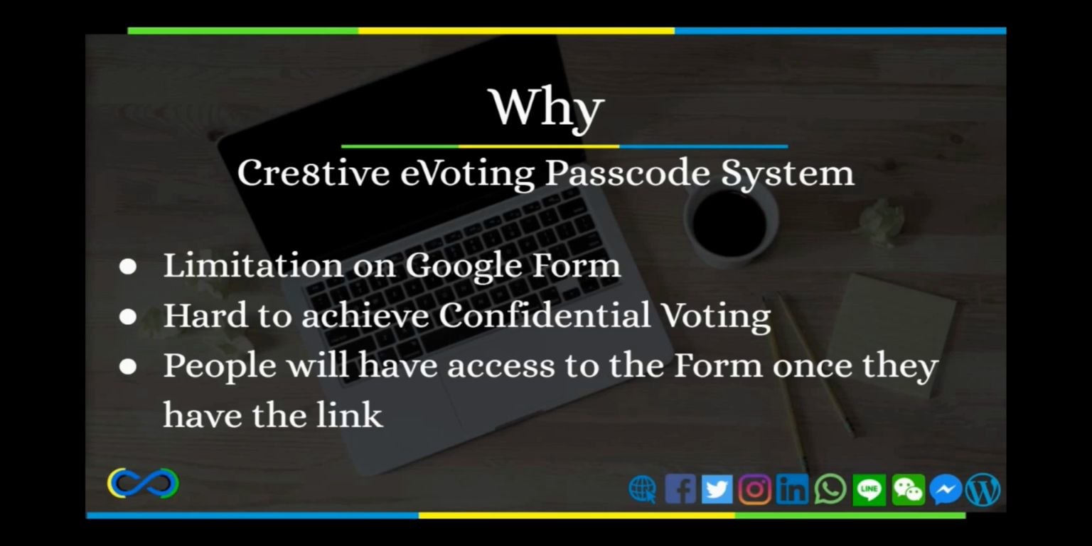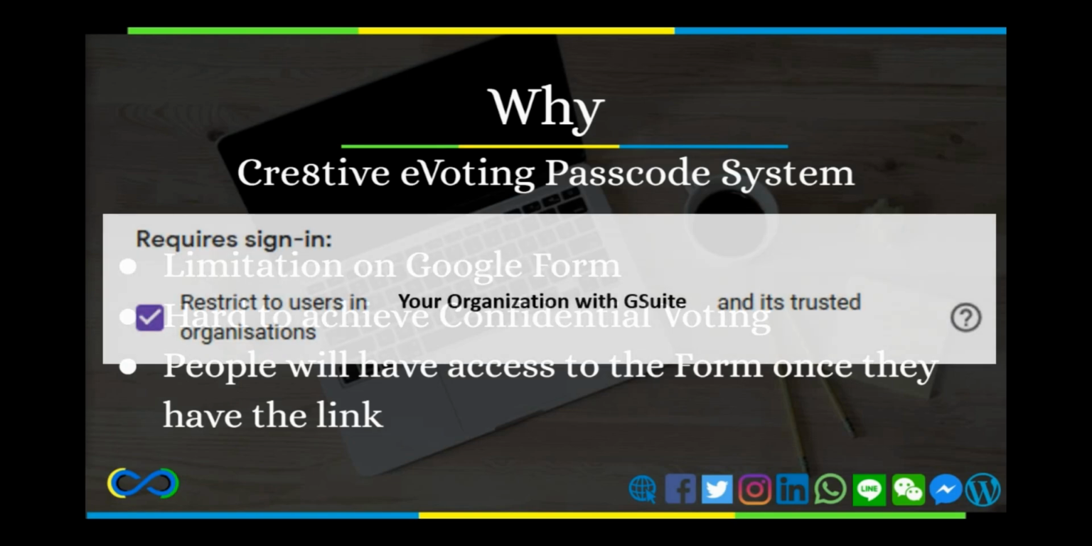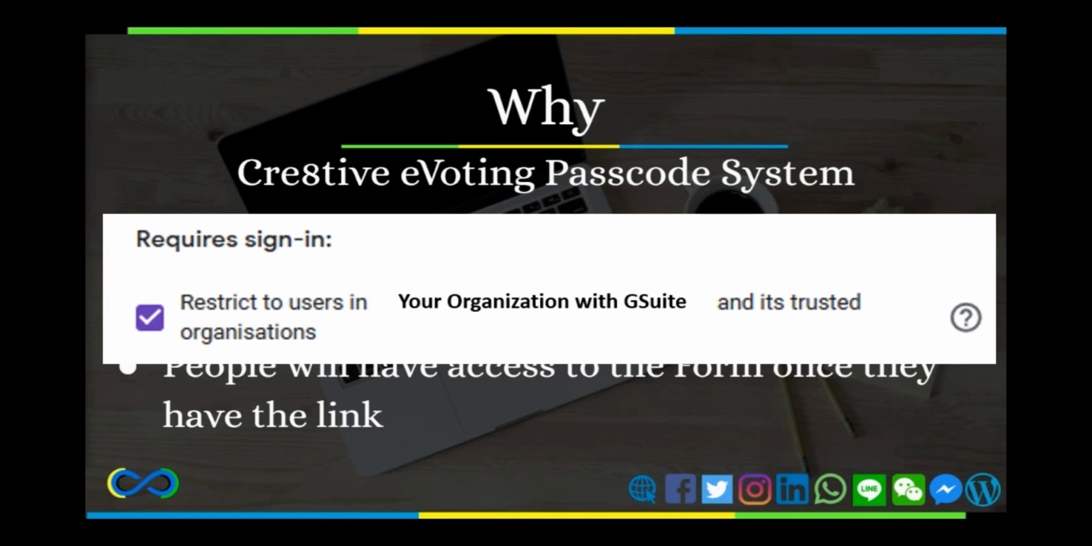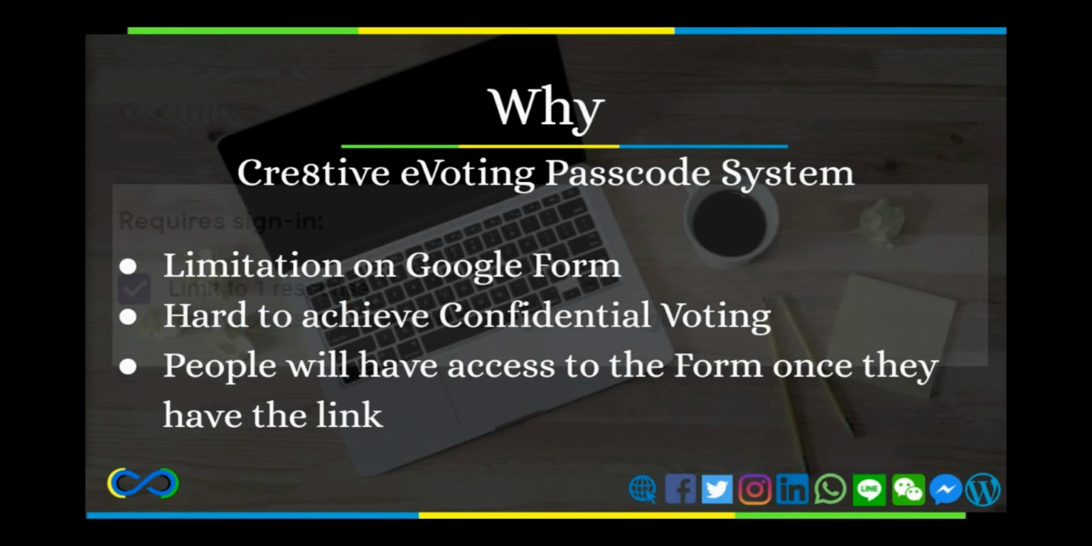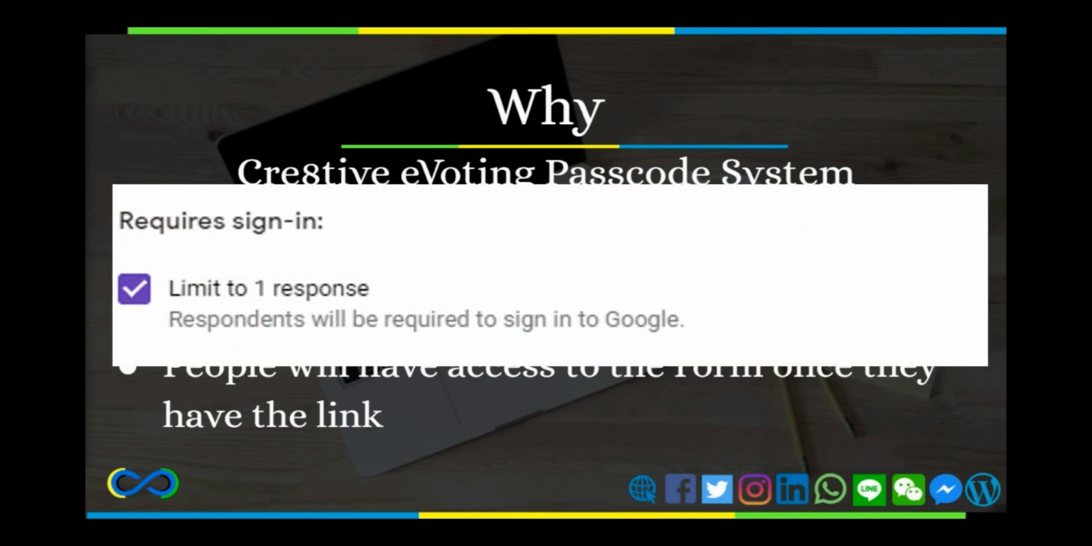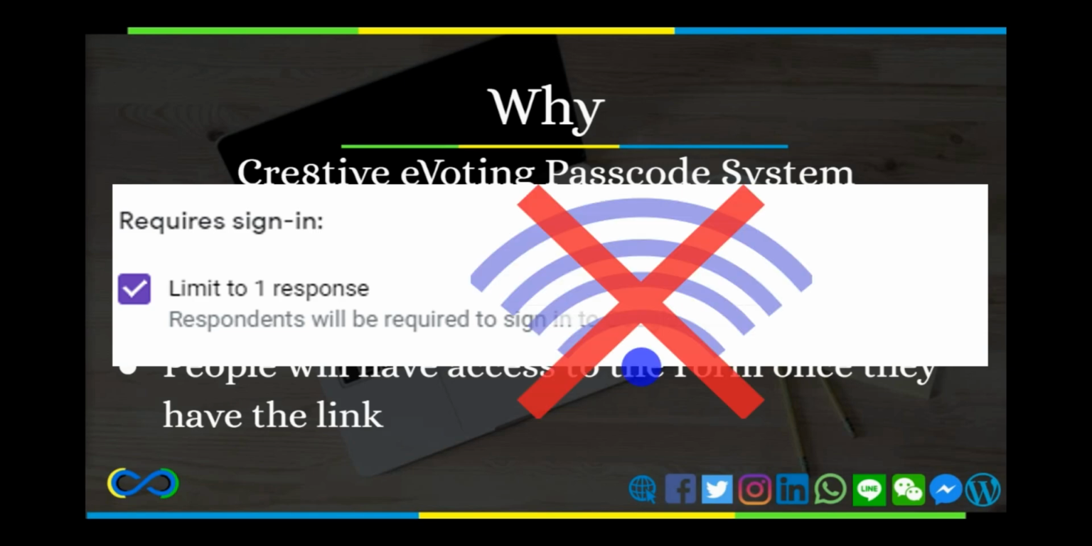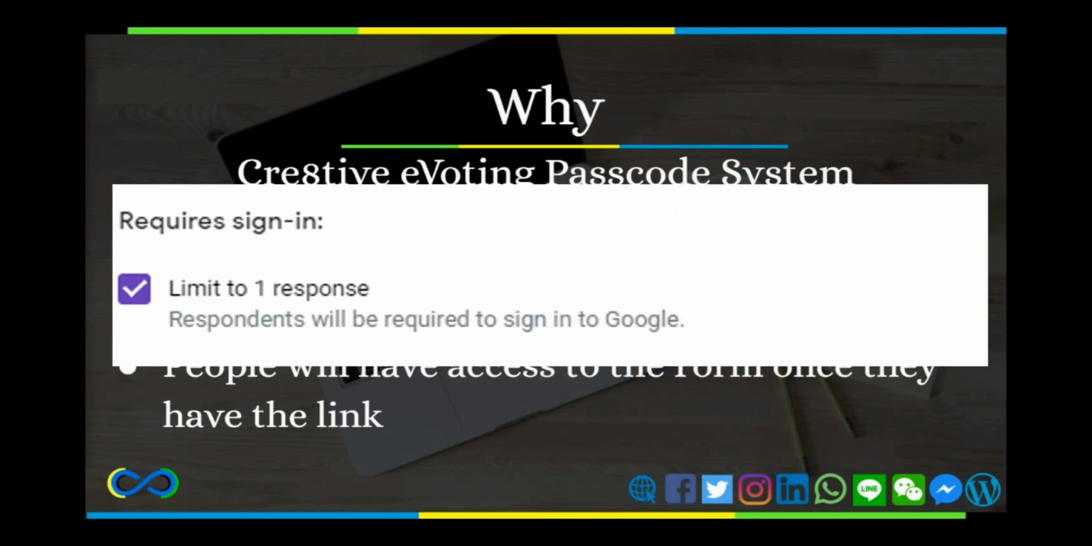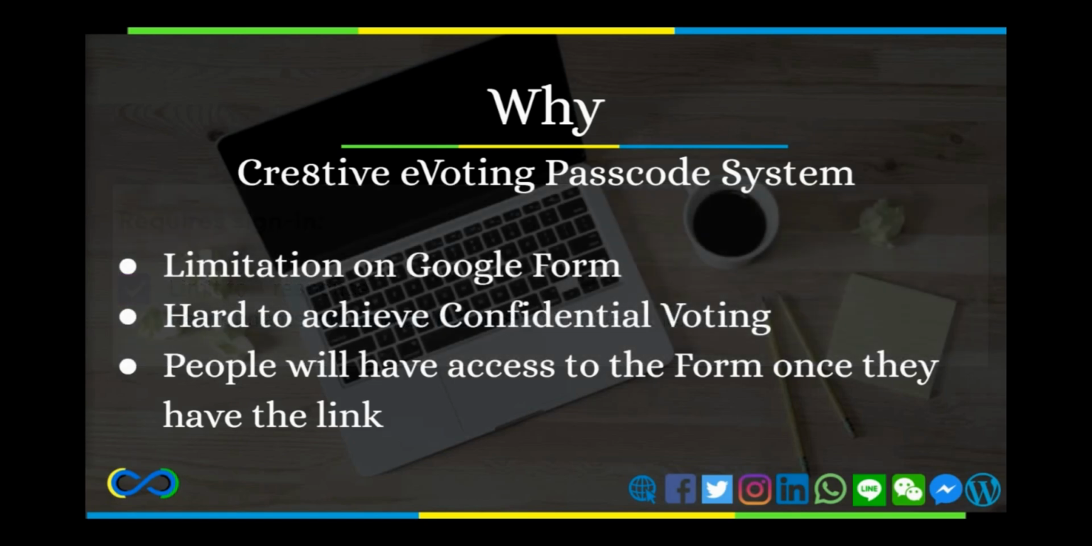We know that Google Form does provide some settings to limit access, such as restricting to only your organization, but this setting is only available to those with a G Suite account. You could also limit responses to only one submission per account. However, there's still some bug in Google Form, such as internet disruption that will cause multiple submissions, even though the limit to one response is enabled.